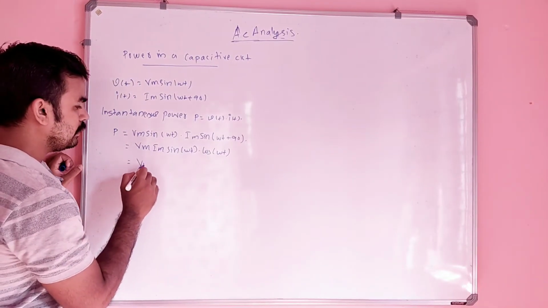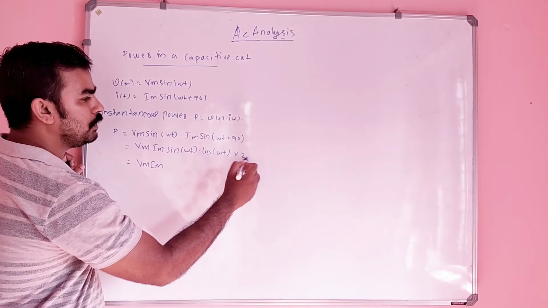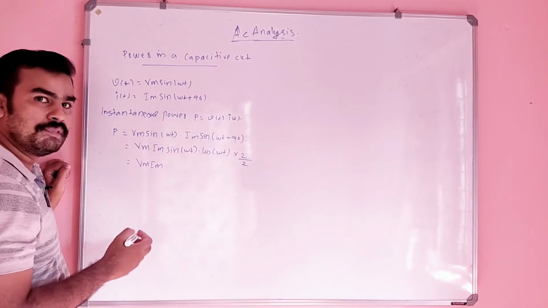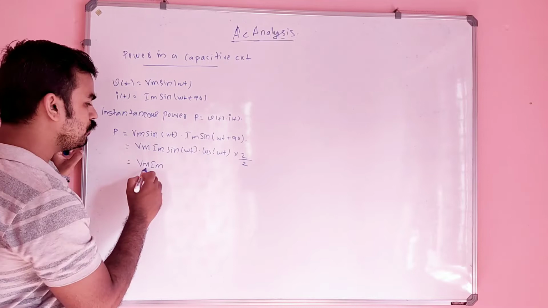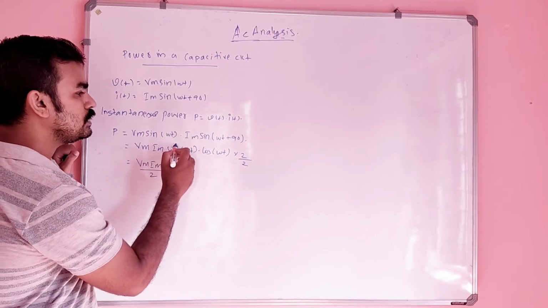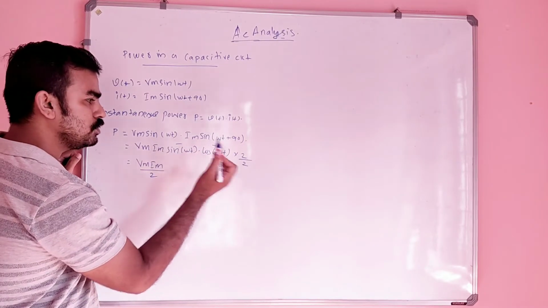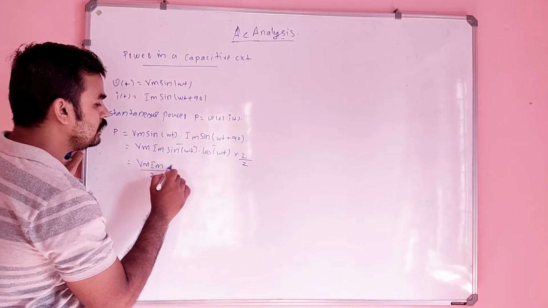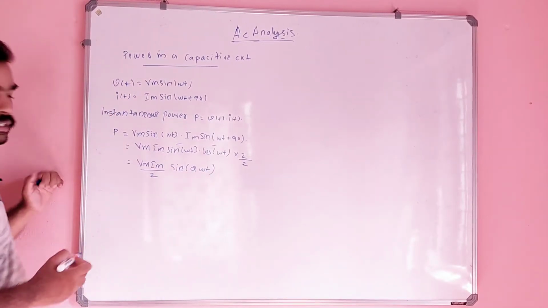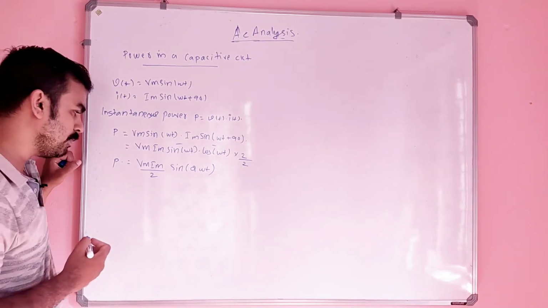So this is equal to Vm Im. I am going to multiply and divide the equation by 2, as in the previous case. Then I will get Vm Im by 2 into 2 sin theta cos theta. What is 2 sin theta cos theta? I already mentioned it is nothing but sin 2 theta, right? So Vm Im by 2 into sin 2 omega t. This is the equation for instantaneous power.